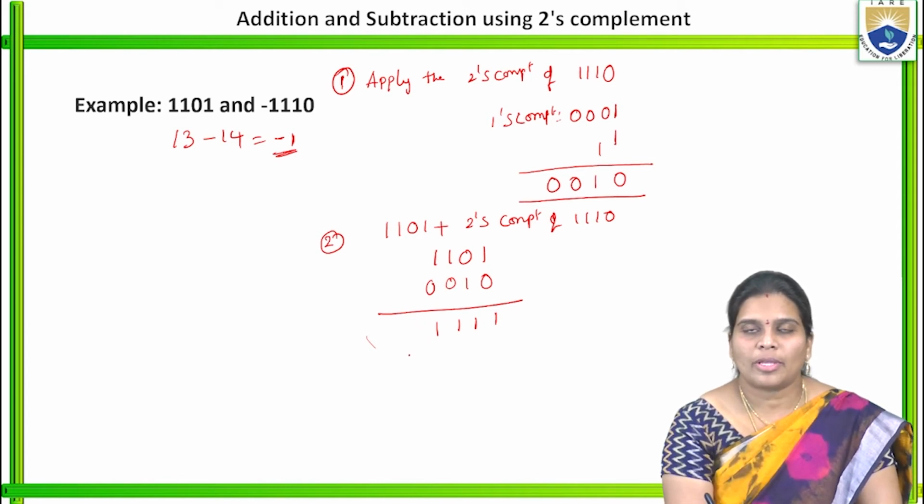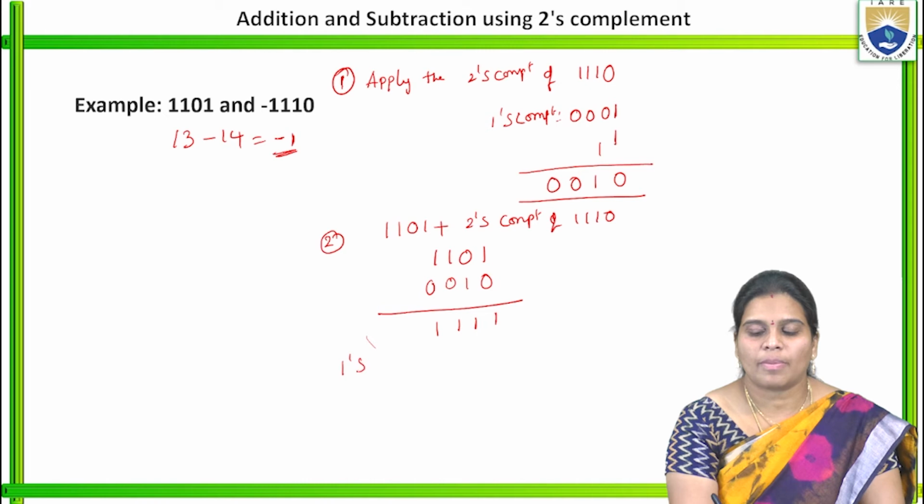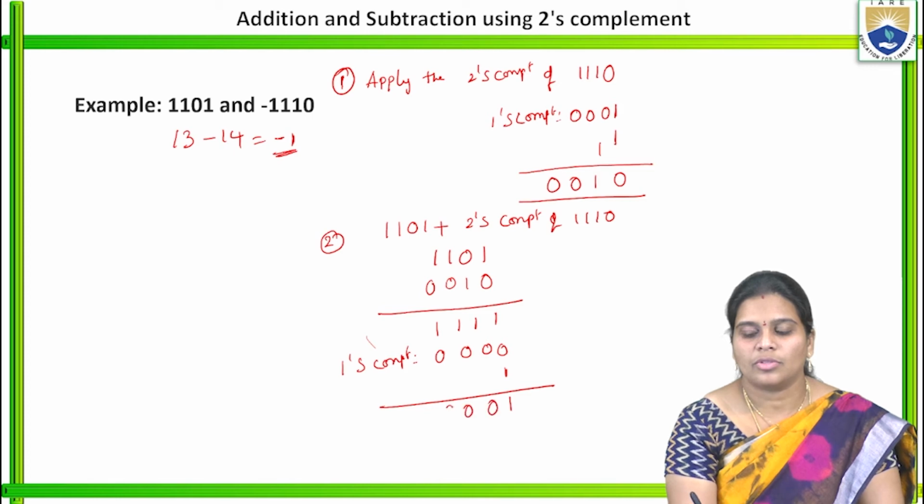So now I want to apply the 2's complement of this one. First apply the 1's complement, so 0, 0, 0, 0. Now I want the 2's complement. In the LSB bit we are adding the 1, giving 1 0 0 0. So this is the 2's complement. So the final value is the negative of the answer, minus 1.